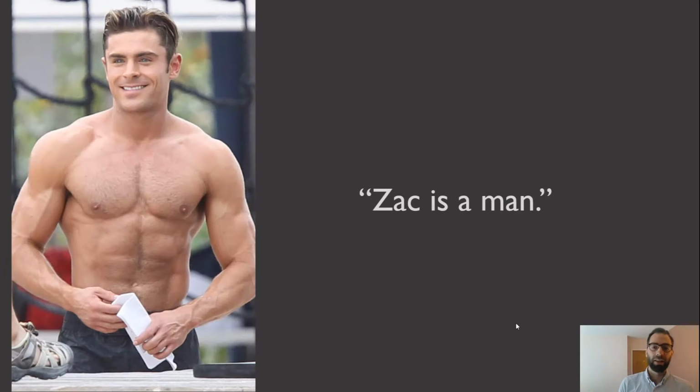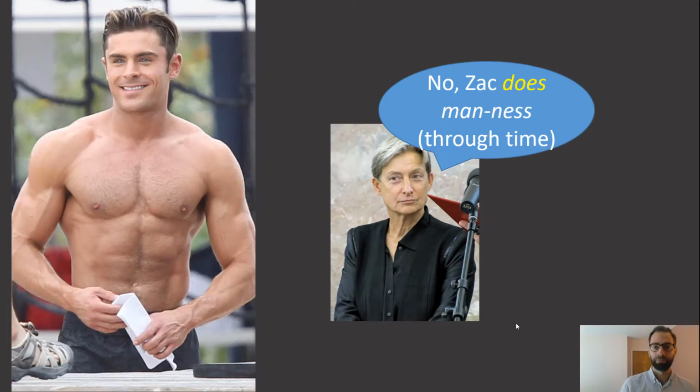So let's imagine that Judith Butler is going to have a conversation with someone who doesn't understand her theory at all. Let's call that person Zac Efron. And Zac is going to pronounce himself a man. Zac says, Zac is a man. Judith Butler's problem with this sentence is not the word Zac or the word man, but the word is.